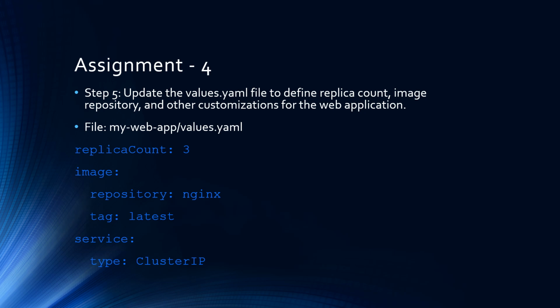A well-designed values.yaml file is crucial for environment-specific configurations, easy updates and rollbacks, documentation of configuration options, and maintaining consistency across deployments. Remember, while the latest tag is used in the example, in production, you should always use specific version tags for predictability and security.